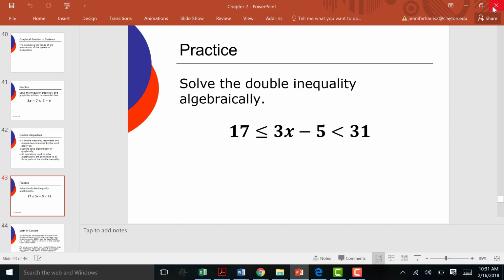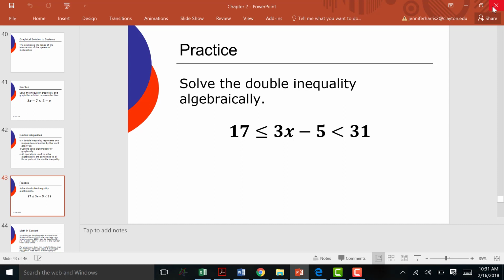Okay? Now, that's your inequality answer. That's the inequality form of the answer. That is the inequality form. As long as it's still got the less than symbols in it, it's in inequality form. How do I write it in graph form?